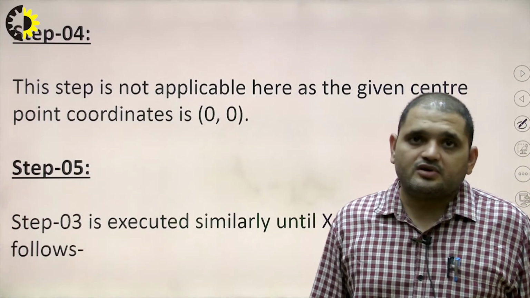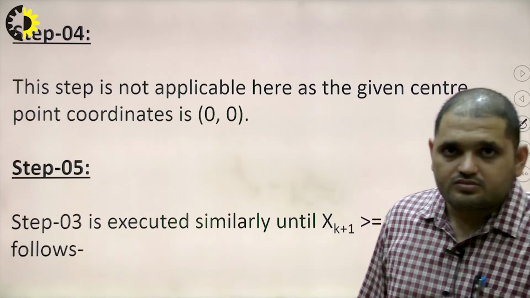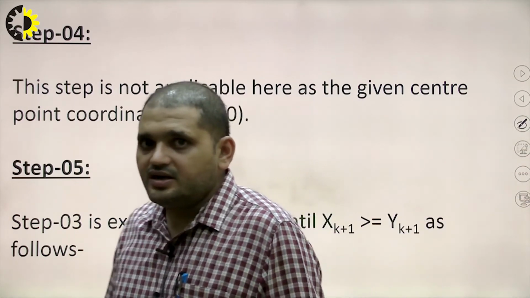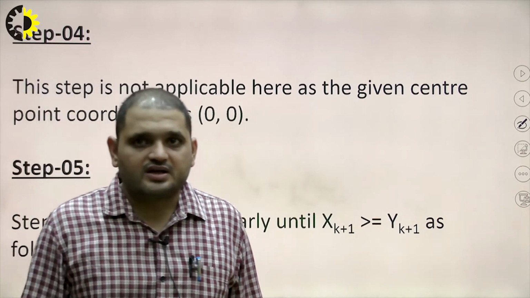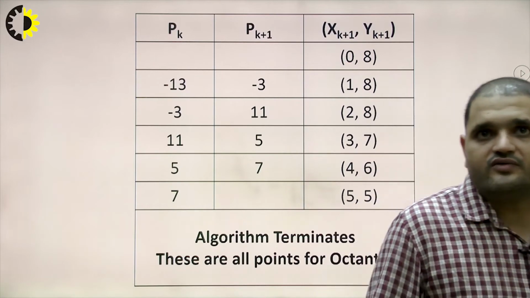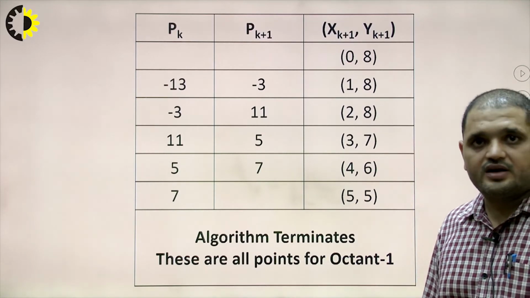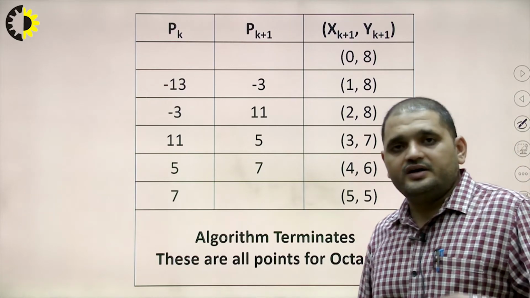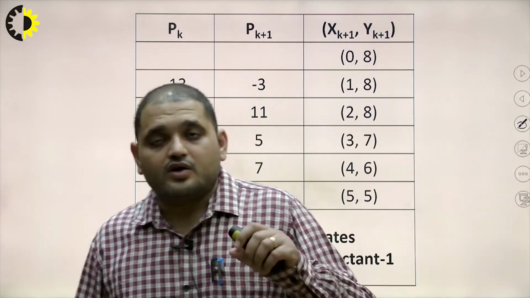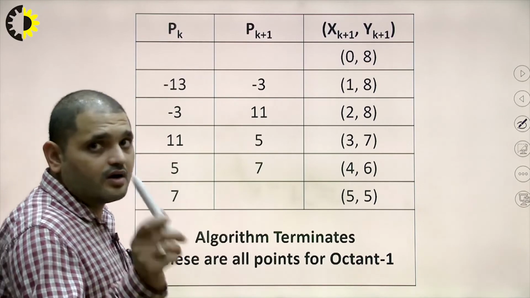So this step is not applicable here, as the center of the given points is 0, 0. So this is executed similarly, as x_{k+1} greater than or equal to y_{k+1}, as follows. We will keep repeating the algorithm, find the iterations, and find out the intermediate values of the coordinates of an octant.